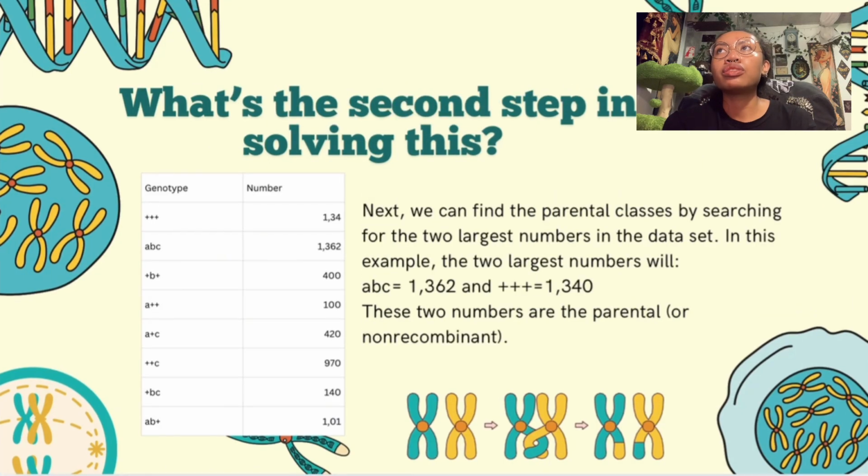Next, we can find the parental classes by searching for the 2 largest numbers in the dataset. In this example, the 2 largest numbers will be ABC, which is 1,362, and plus, which is 1,340. These 2 numbers are the parental or non-recombinant classes.